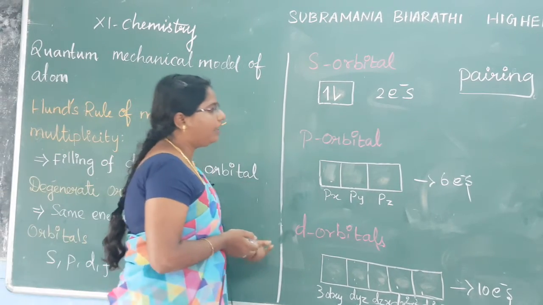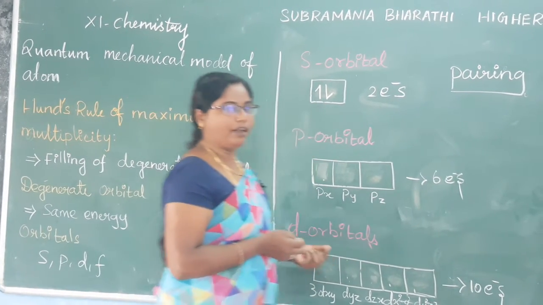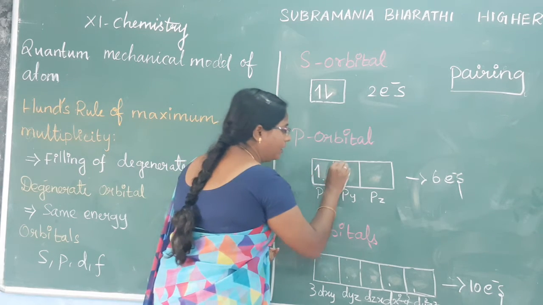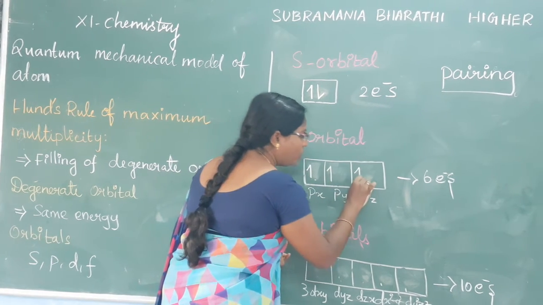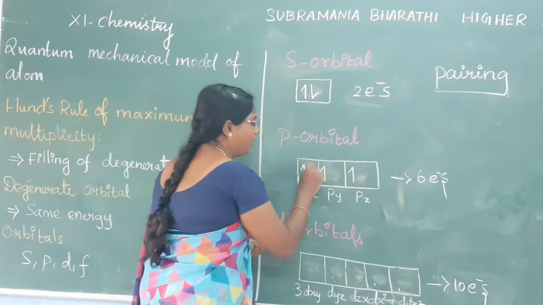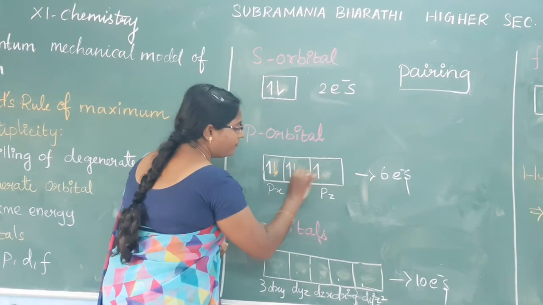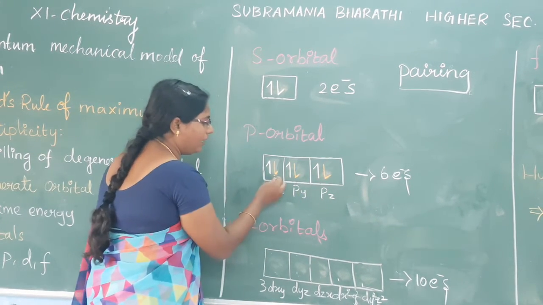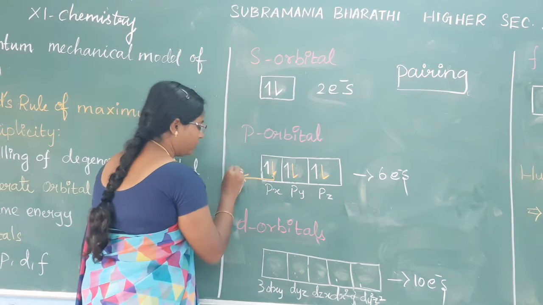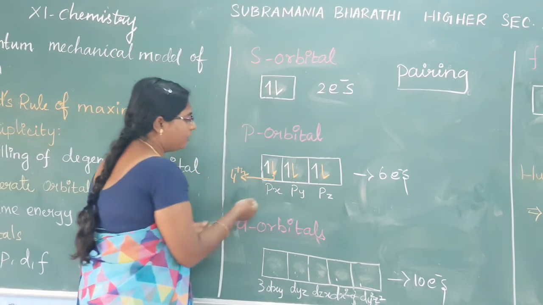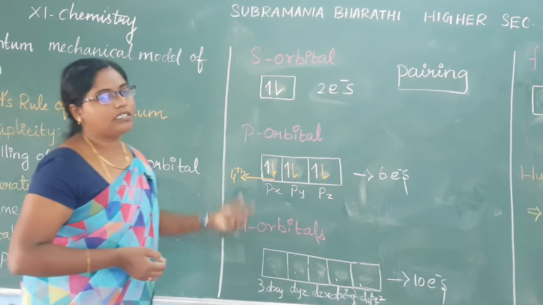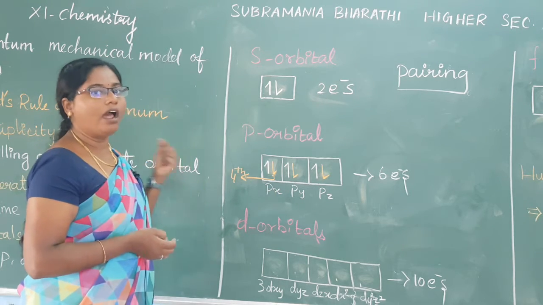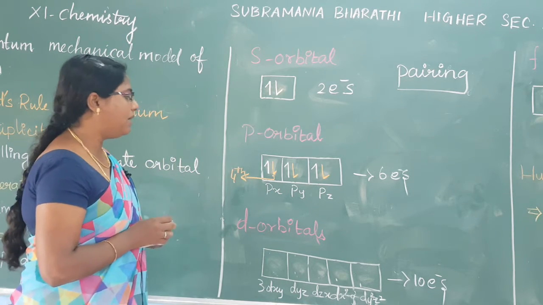For P orbital, we have 6 electrons. So, let me write the electrons first. Electron 1, electron 2, electron 3 and electron 4, electron 5, electron 6. Here the fourth electron starts pairing. Okay. So, this was explained by Hund's rule of maximum multiplicity.